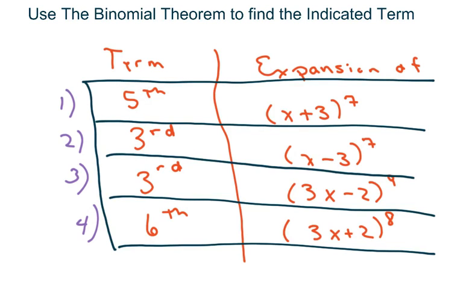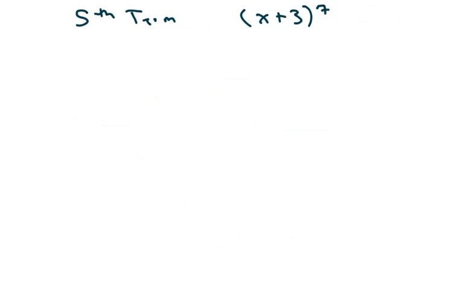Hi everyone, we're going to use the binomial theorem to find the indicated term in the expansion of these binomials on the side here. So we have 1, 2, 3, 4. We're going to find the fifth term, the third term on two of them, and the sixth term in the expansion of those. So the first thing we're going to do is find the fifth term of this, and let's just notice what that looks like.